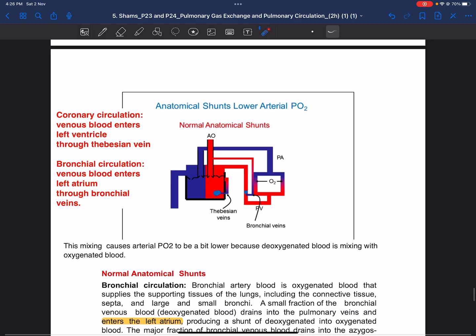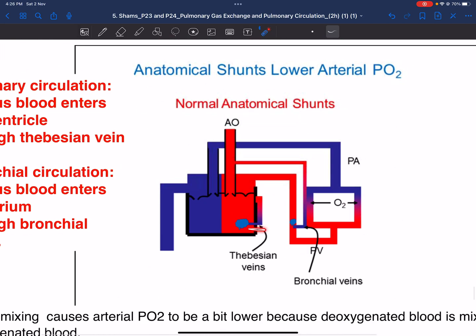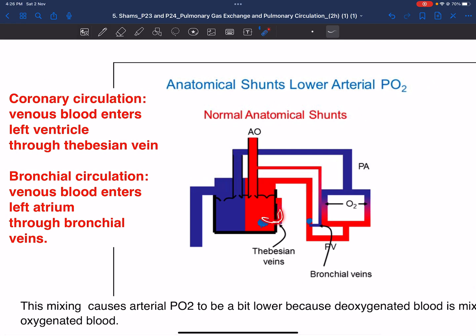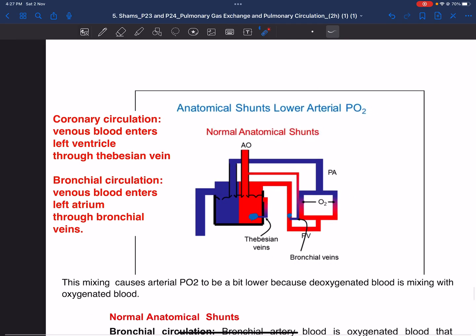Over here, you have anatomical shunts that are natural. They are in all of us. They're not like patent ductus arteriosus, where you have to get a surgery and so on. They occur in all human beings. For coronary circulation, your venous blood enters the left ventricle through the Thebesian vein. This is the Thebesian vein, and this is coronary circulation. So venous blood enters through it, and deoxygenated blood is mixing with oxygenated blood.